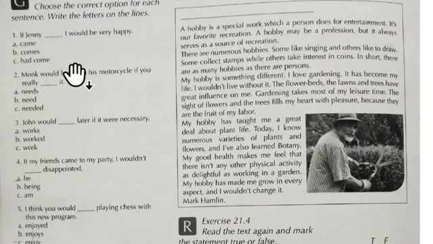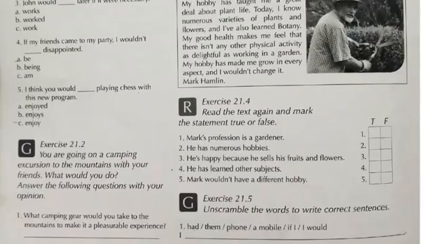For example, the first one it says, if Jenny would be very happy, came, comes, have. Number 2, Mom would lend you his motorcycle if you ride it. 3, would later if it were necessary. If my friends came to my party, I wouldn't disappoint. And 5, I think you would play in chess with this new program.